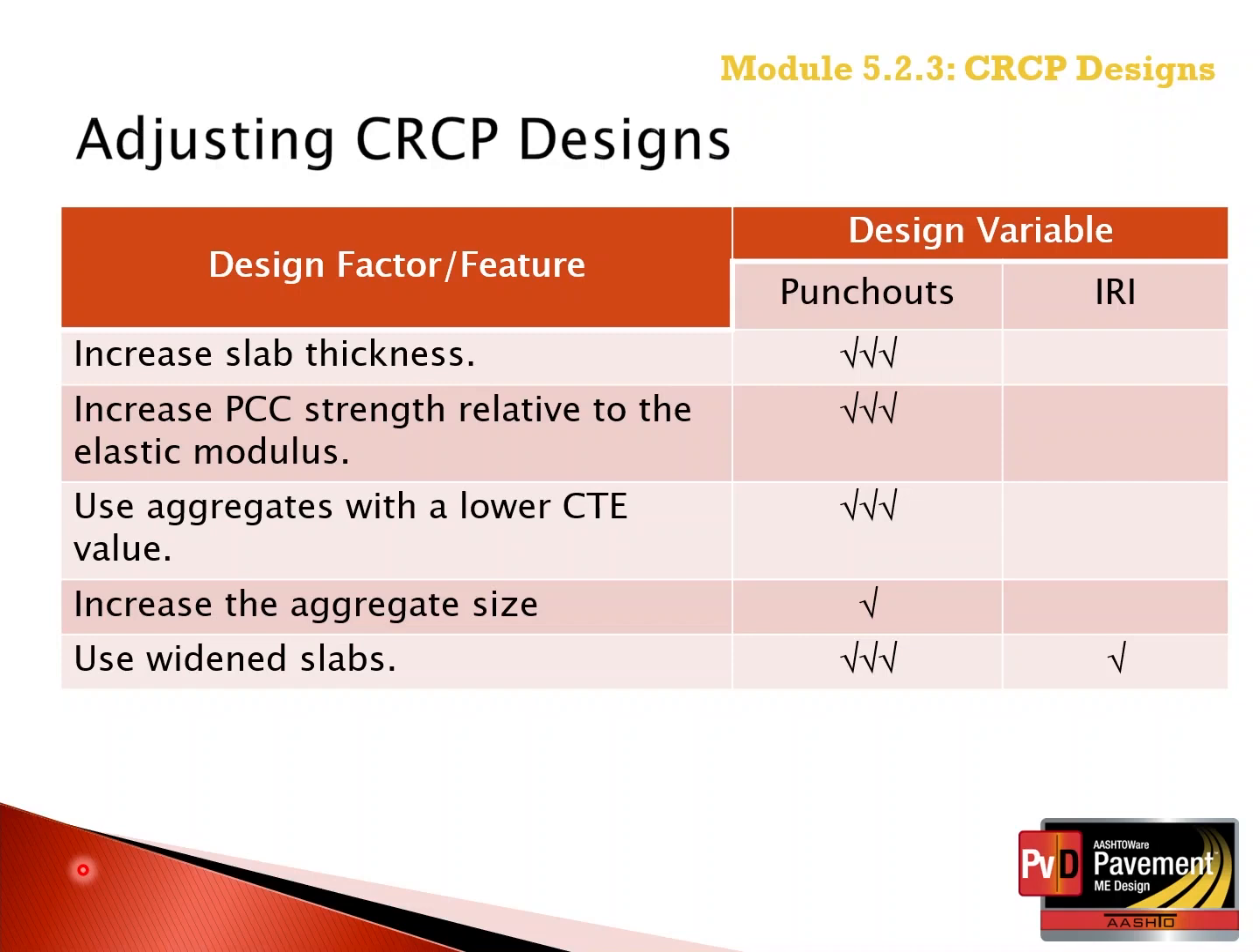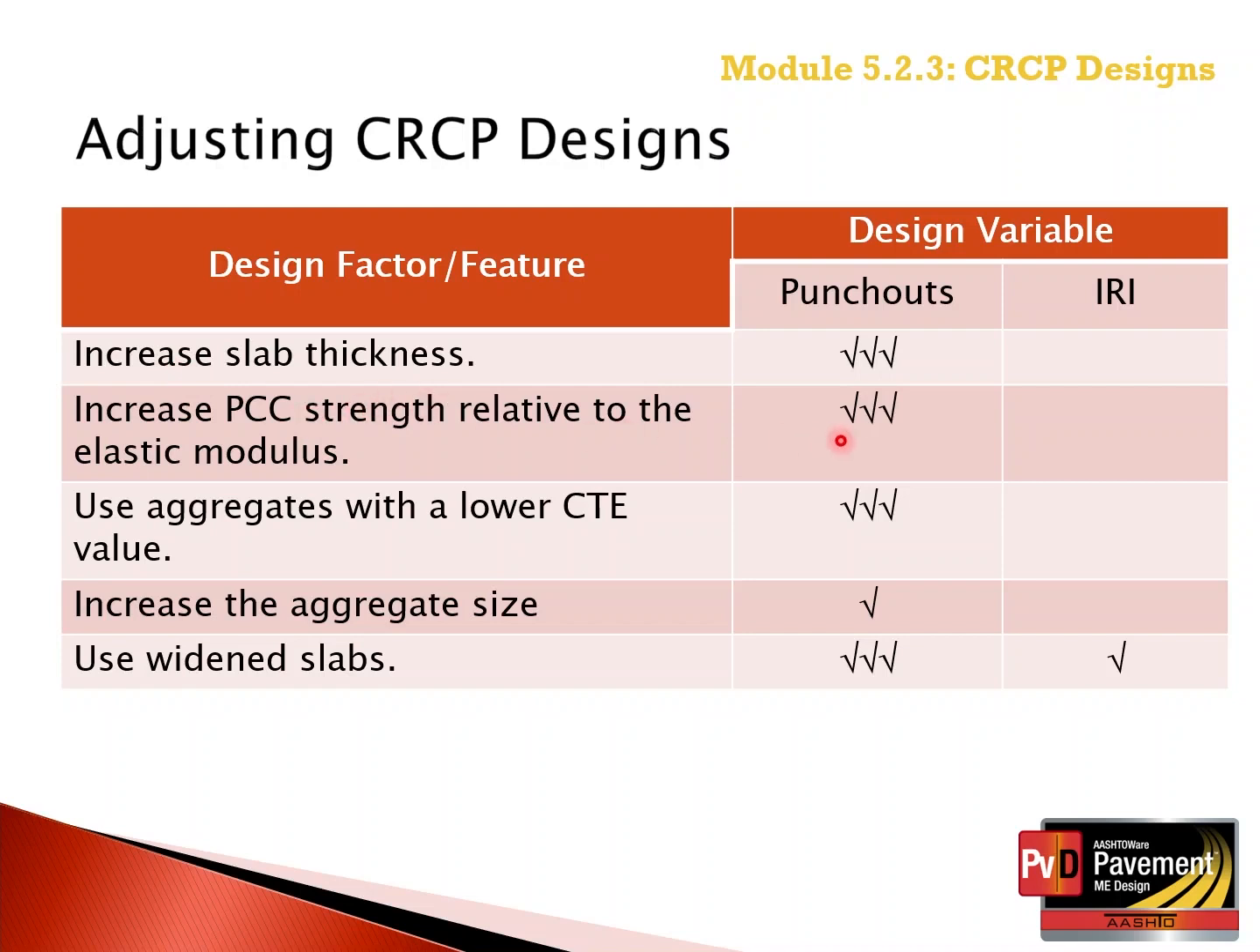As an example, punch-outs are extremely sensitive to changes in slab thickness. So if the number of punch-outs is predicted to be too high, increasing slab thickness to reduce the number of punch-outs is something a user should consider.